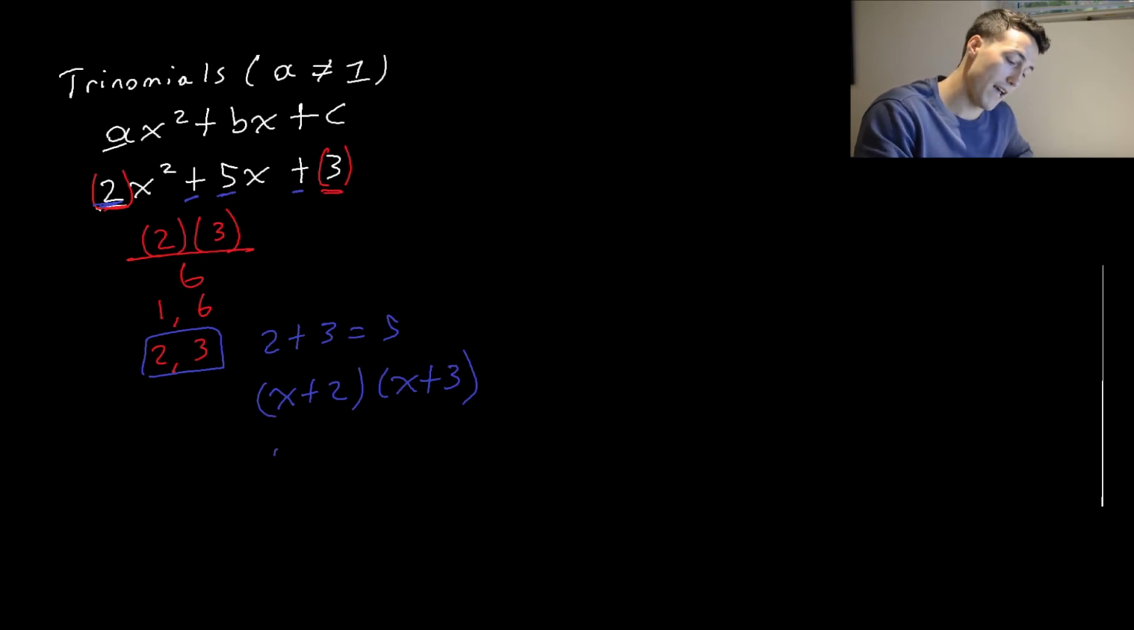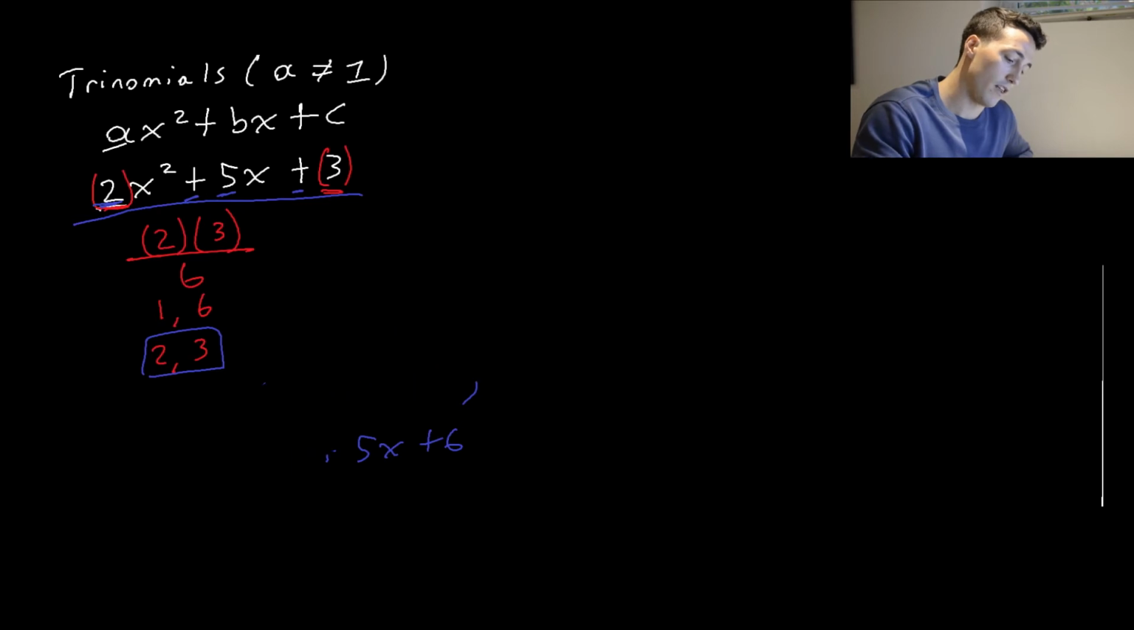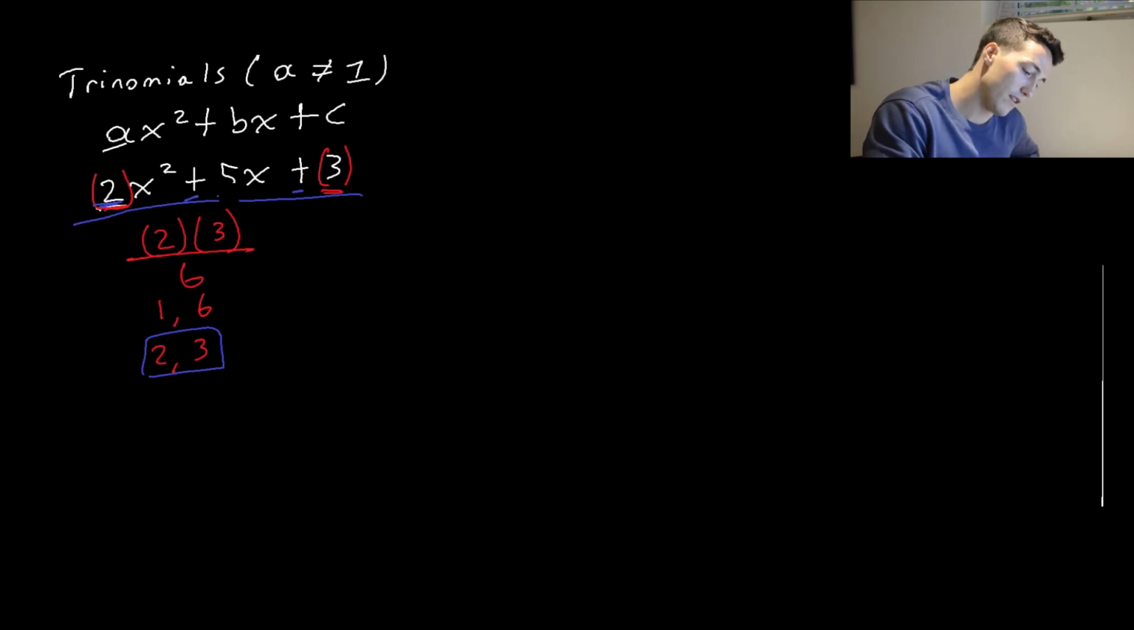If we were to expand this out, it's going to be x squared plus 3x plus 2x, which is 5x, plus 6. That's definitely not equal to the expression up here. So what we have to do is account for the a value. And the way we do that is we separate this 5x term into these factor components.